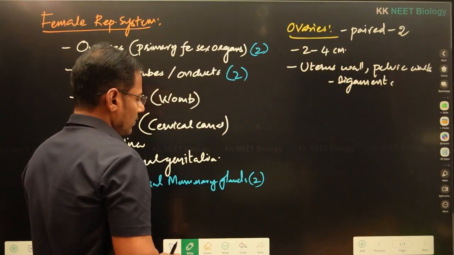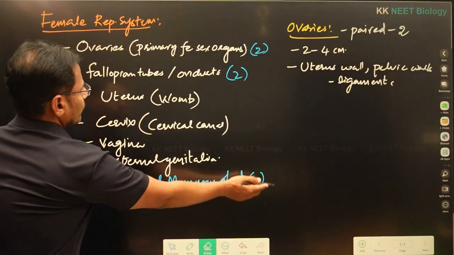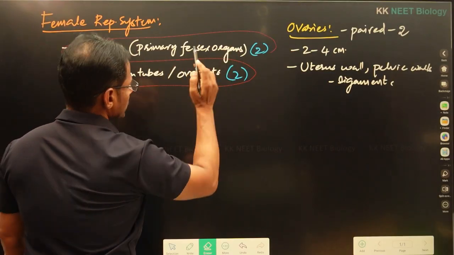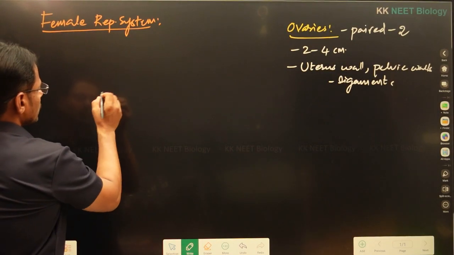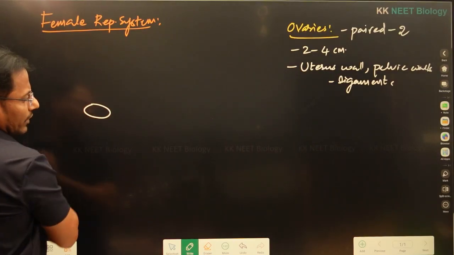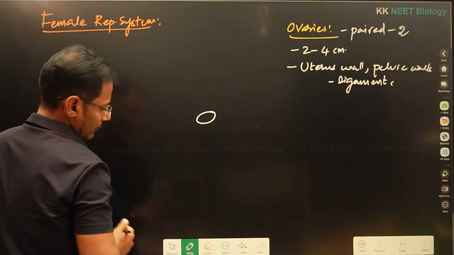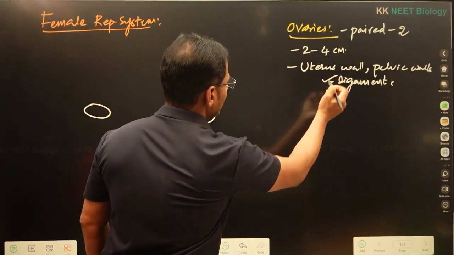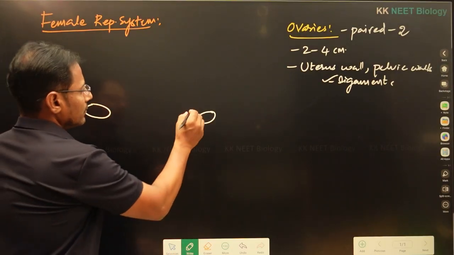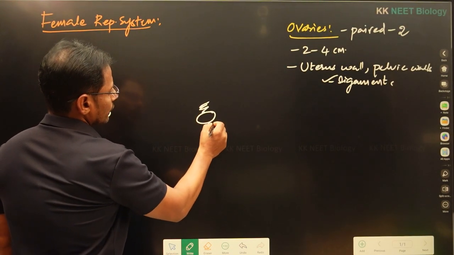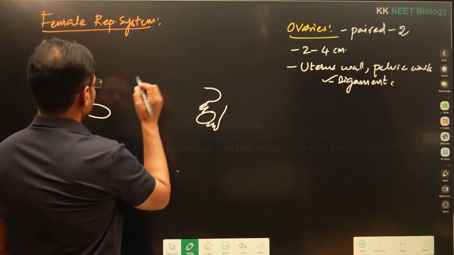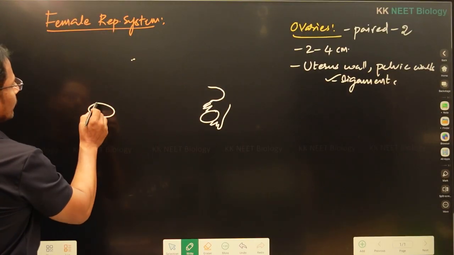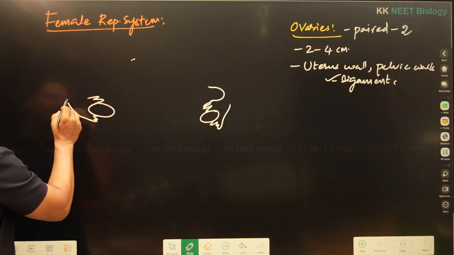I am going to draw the female reproductive system diagram here. This is the ovary, and here is one more ovary, and these are attached to the pelvic wall as well as the uterus with the help of the ligaments. And now I am going to draw the fallopian tubes. These are the fallopian tubes.